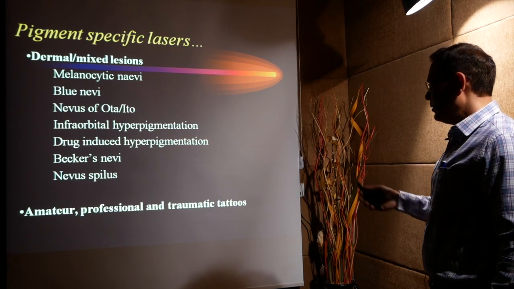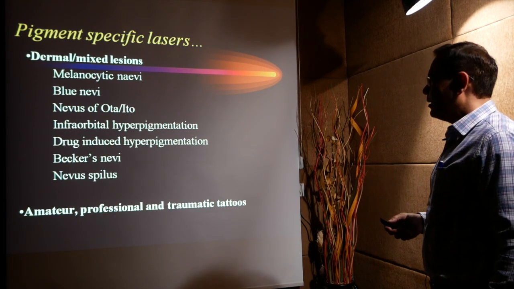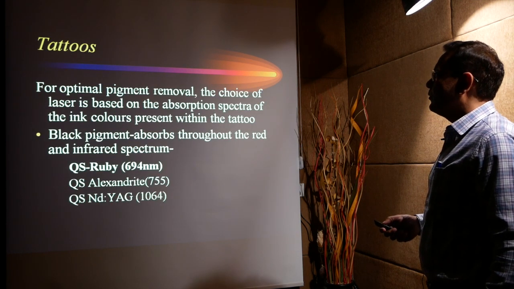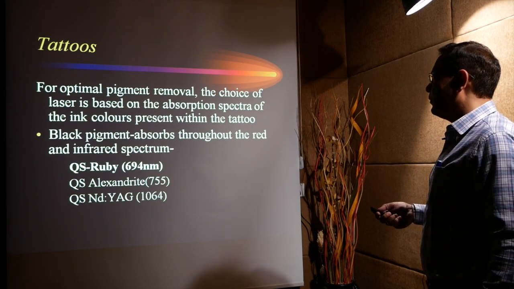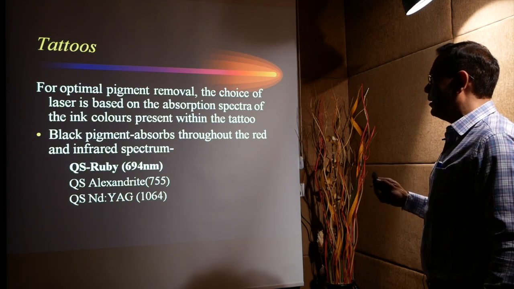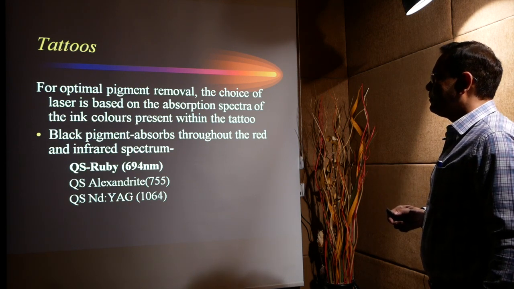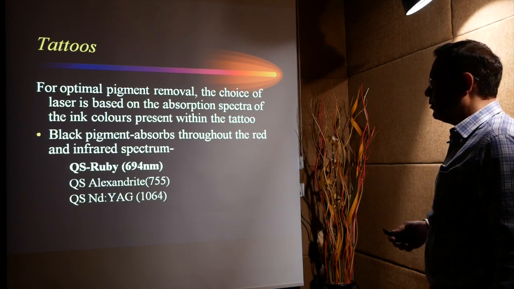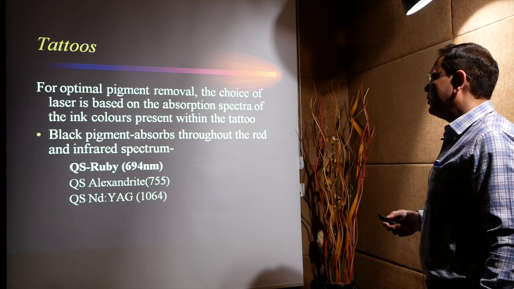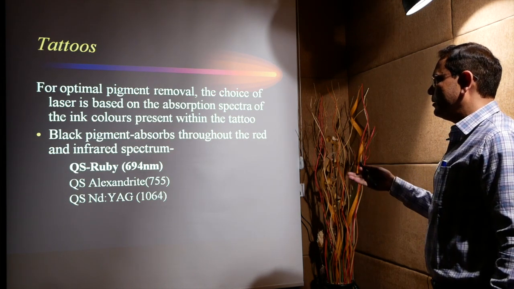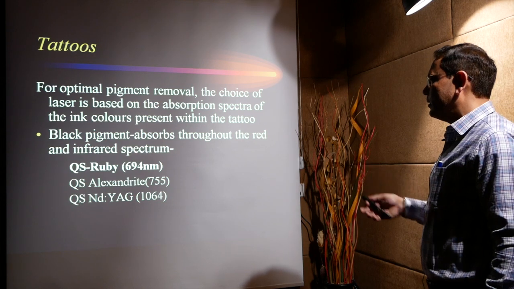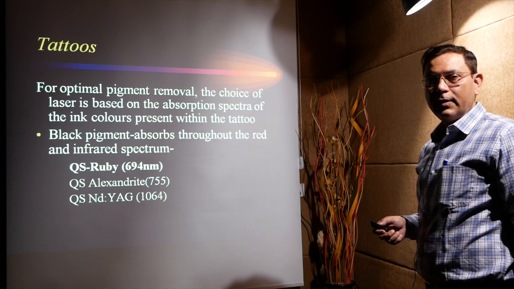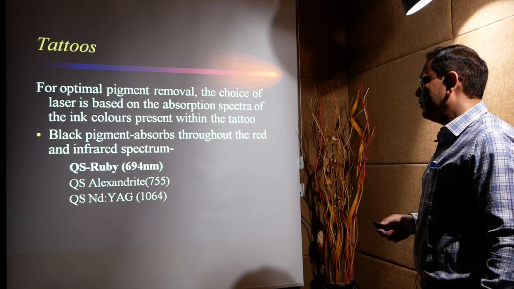And then amateur, professional and traumatic tattoos can be treated with pigment specific lasers. So coming to tattoos, for optimal pigment removal, the choice of laser is based on the absorption spectra of the ink color present within the tattoo. So we see that common tattoos are either black or little greenish blue. So black tattoos absorb throughout the red and infrared spectrum. The common laser that we use are Q switched ruby laser, Q switched alexandrite laser and the Q switched Nd:YAG laser. So in our Indian type of skin we usually use Q switched Nd:YAG laser.